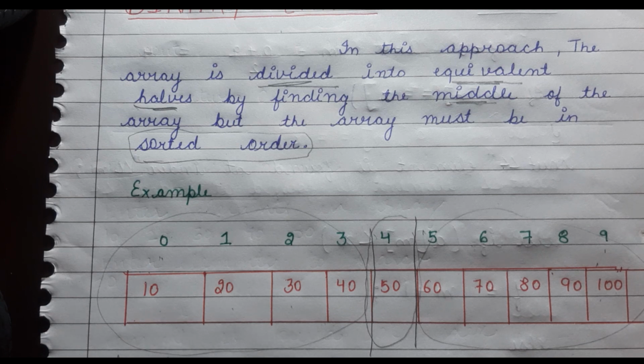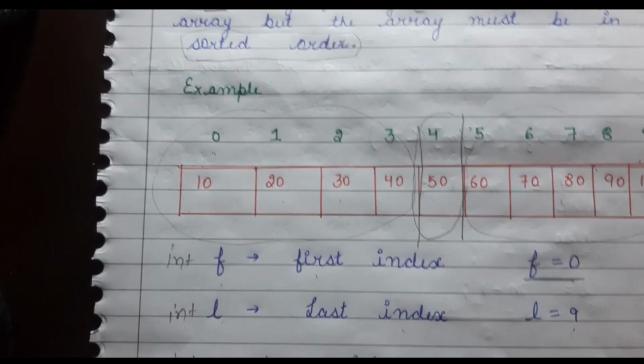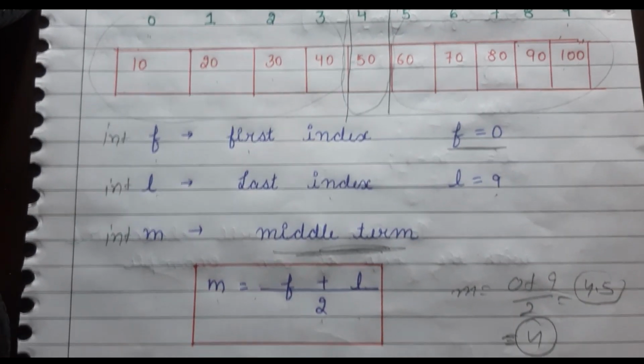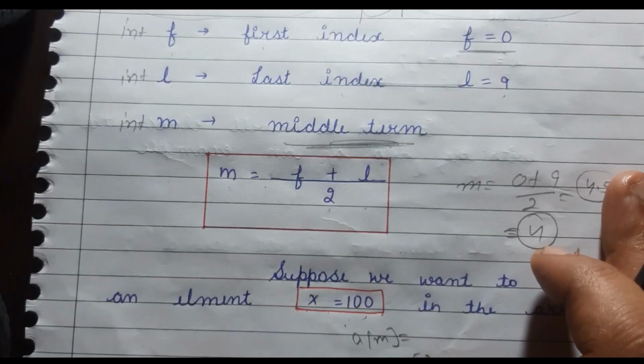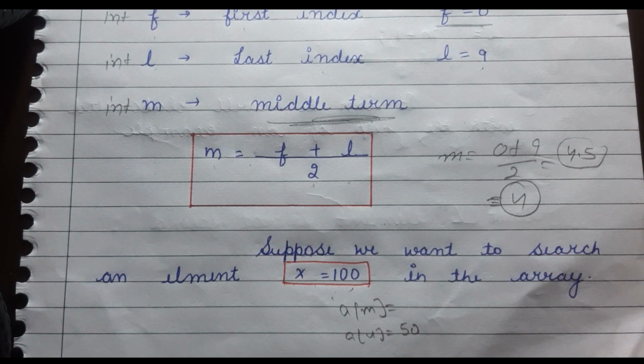Now we compare the searching element x, that is 100, with a of m. What is the value of a of m? A of m means a of 4. A of 4 has a value 50.